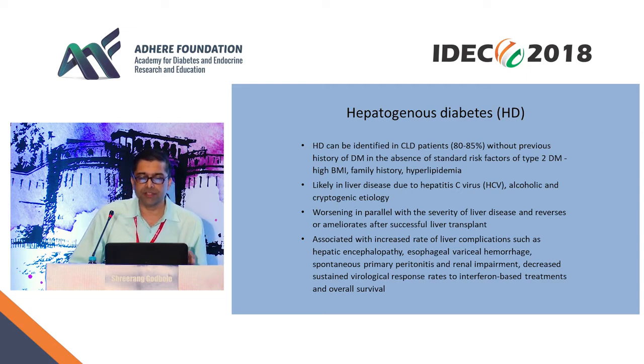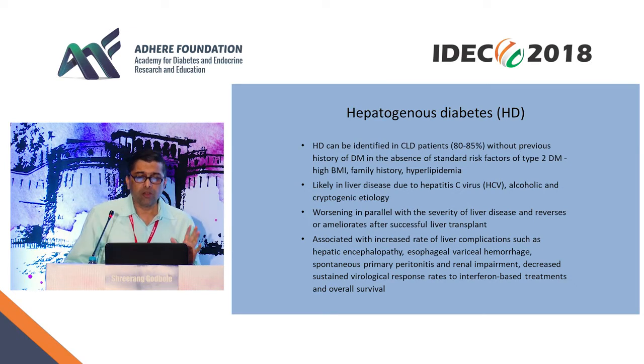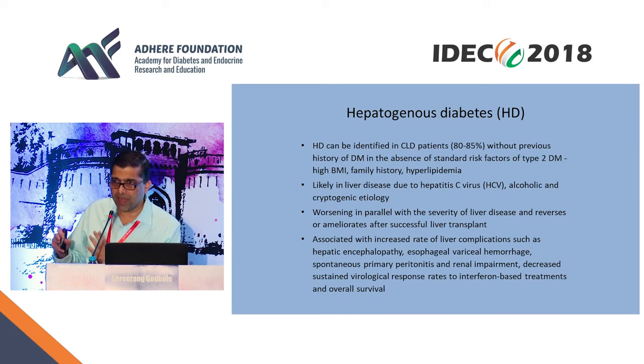It also causes resistance to the action of insulin. You can also get it in alcoholic and cryptogenic liver disease. Now, the worsening of hepatogenous diabetes runs in parallel to the severity of liver disease. So if you have a more severe liver disease, you're going to have more severe hepatogenous diabetes. And for example, after liver transplant, there is a reversal or an amelioration of the hepatogenous diabetes.